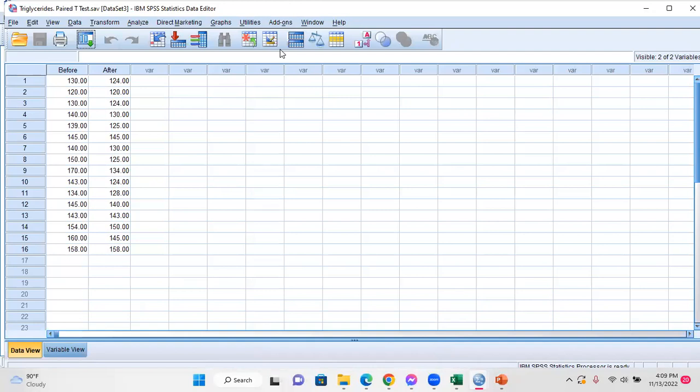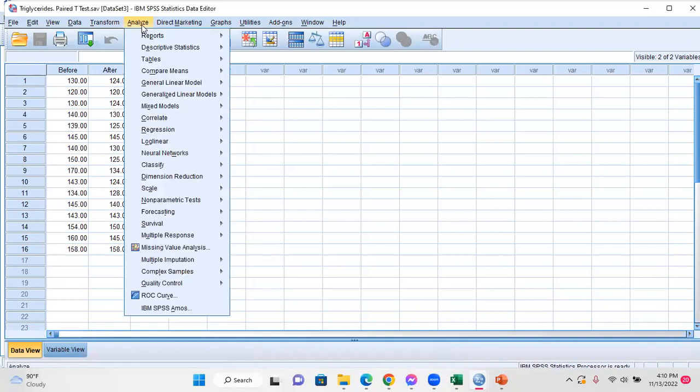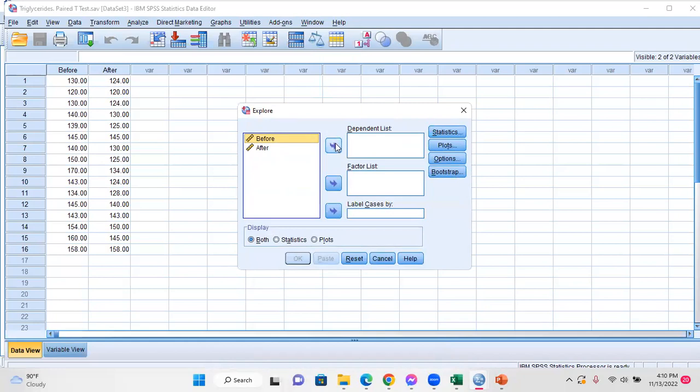Okay. So, let's check first the normality. Na-memorize nyo na ba ang normality? Usually, ma-memorize nyo na ito kasi ito pinakauna nyo yung ginagawa. Analyze, descriptive, explore. So, before and after, itong dalawa ang gagamitin natin kasi naka-scale sila.